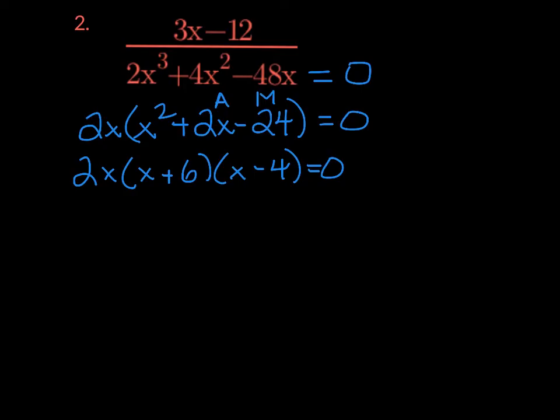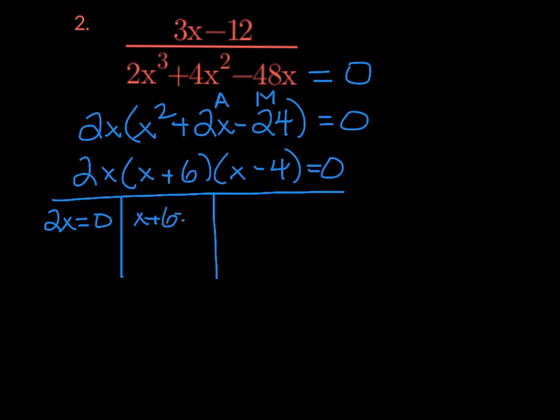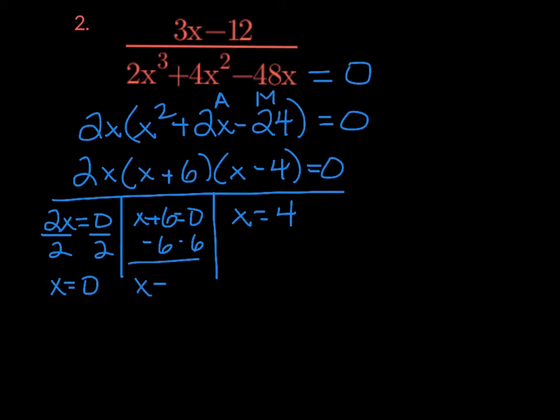All right, so now I'm going to solve. So I'm just going to do my t-chart just like I did in number 1. I have 3 factors now, so I'm going to take each of those and set them equal to 0. Okay, so my first factor, I'm just going to divide everything by 2 to get x by itself. Here, in the second one, I'm going to subtract 6 to get x by itself.